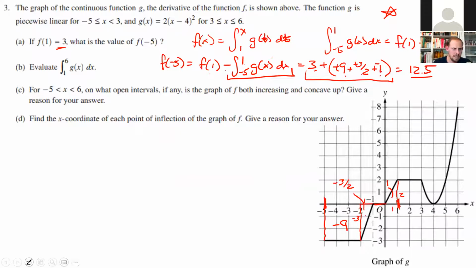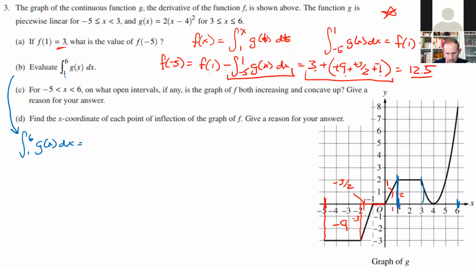All right, part B. Let's switch colors up here so we know it's a different part. So part B, evaluate the integral from 1 to 6 of g of x. Well, that shouldn't be so bad. We just want the area under the curve, then, from 1 to 6. So we're going from 1, which is right here, all the way to 6, which is right here. All right, so if we start that, well, we're going to break it up into a couple shapes.